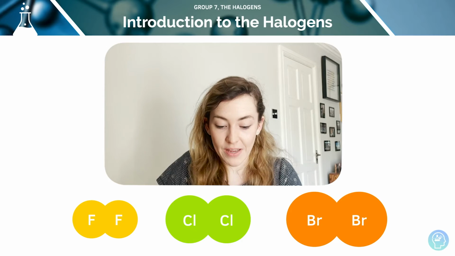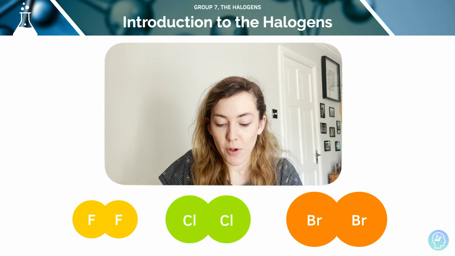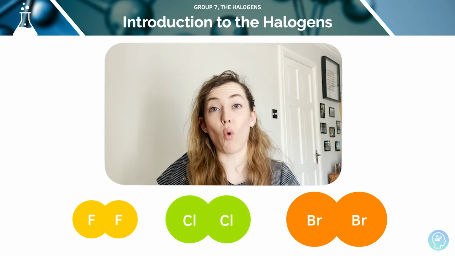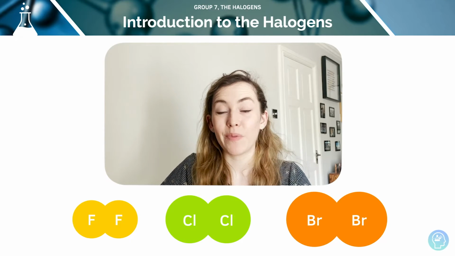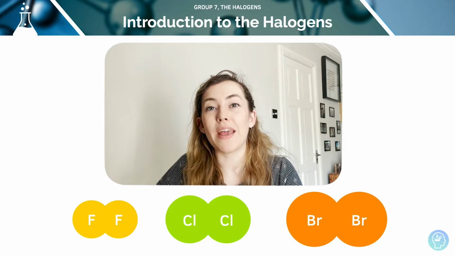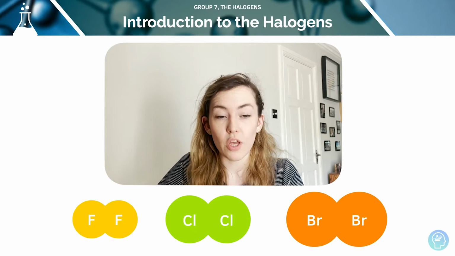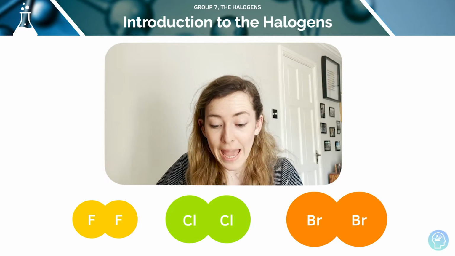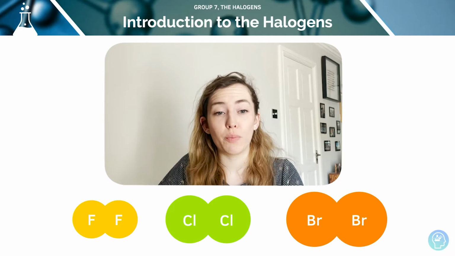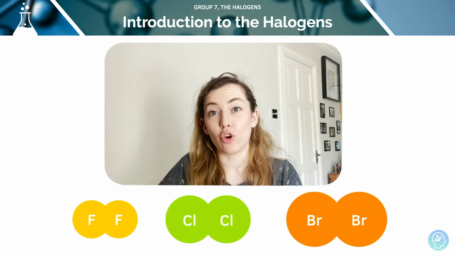So we know Group 7 are known as halogens, and we're mostly going to be focusing on the first four in the list, so fluorine, chlorine, bromine, and iodine. Of course they're all non-metals and they exist as diatomic molecules, so two atoms joined together by a single covalent bond. And as you move down the group, the boiling point of the elements is increasing.